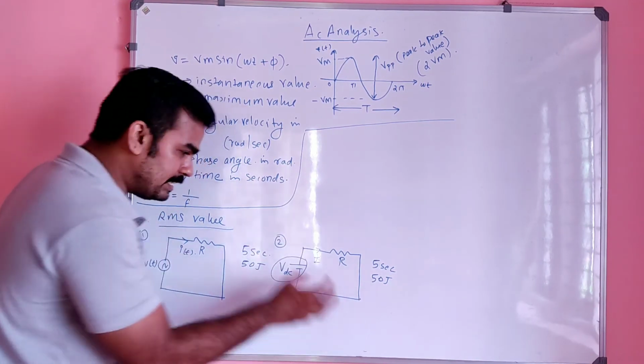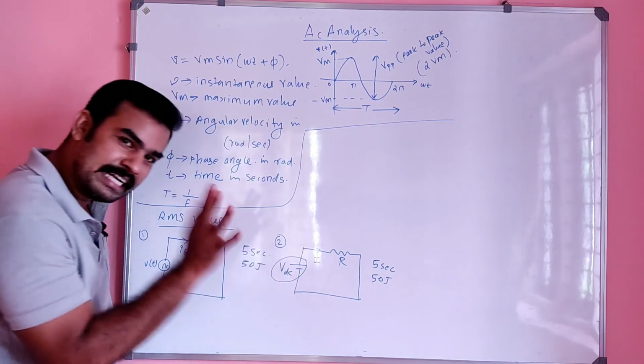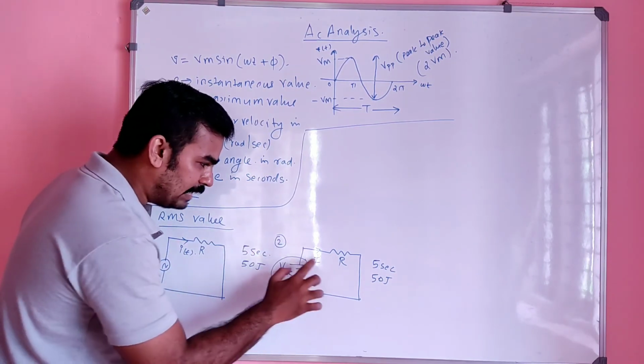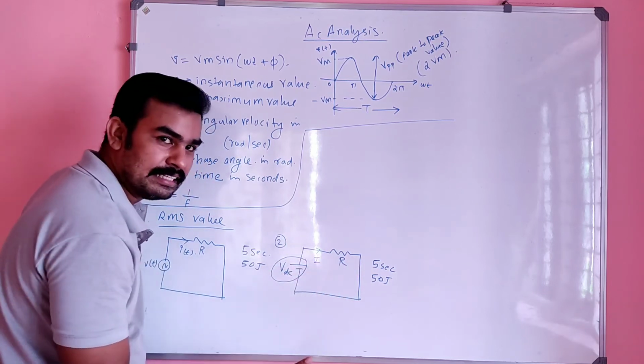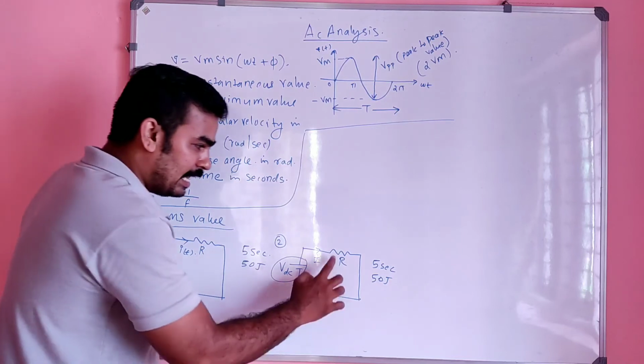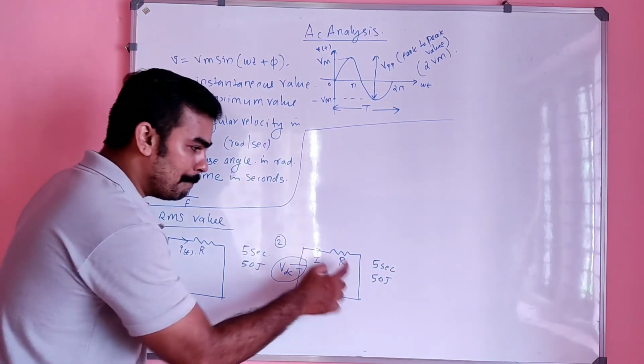In the next circuit, I simply remove the source and replace it with a DC source. There is a current, of course, and there is a resistance R. There is no change in this R value, it is the same. There is no change in the time period of operation, it is 5 seconds.